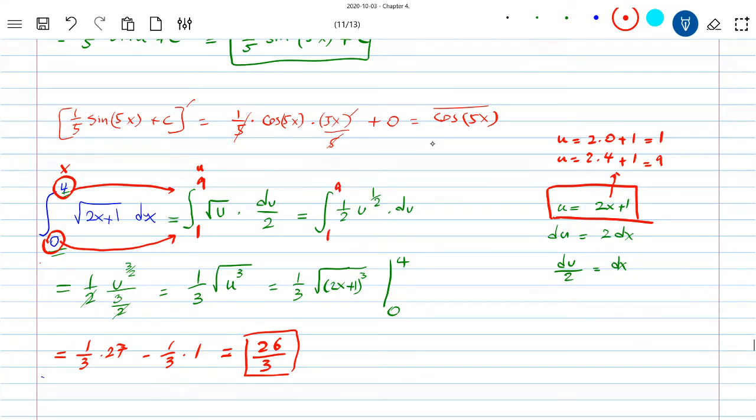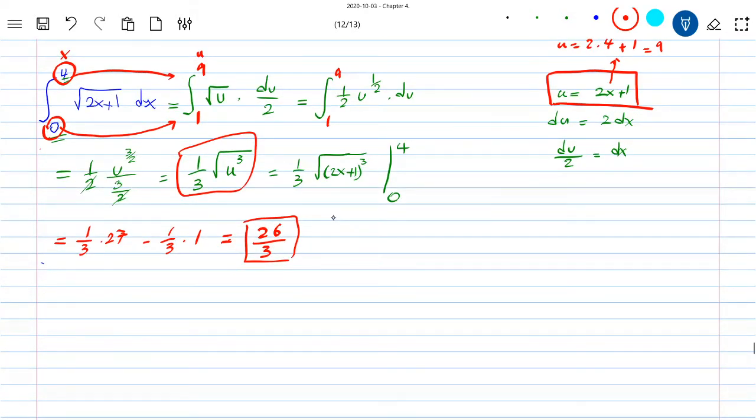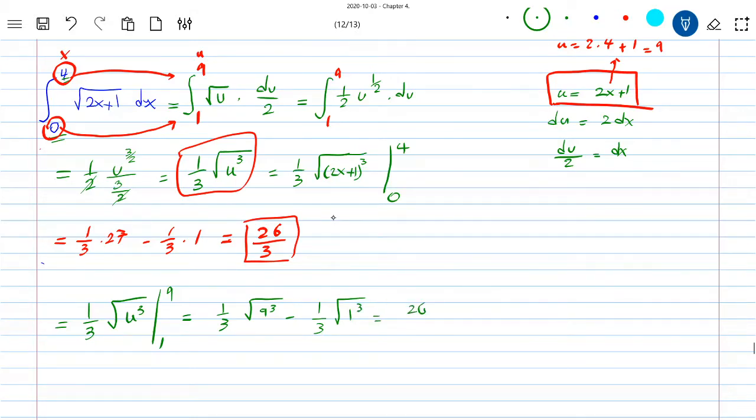So after we found the antiderivative, which was 1/3 square root of u cubed, instead of replacing it back with x, I could have said let's evaluate this from 1 to 9. And what you would get is 1/3 square root of 9 cubed minus 1/3 square root of 1 cubed, which turns out to be exactly the same thing, 26/3.